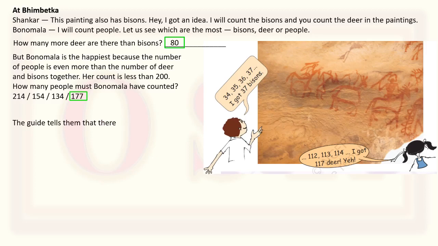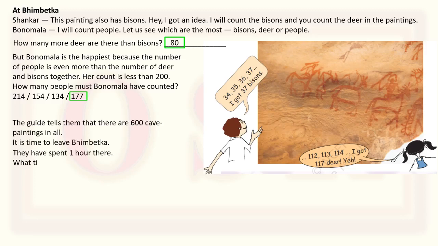The guide tells them that there are 600 cave paintings in all. It is time to leave Bhimbetka. They have spent 1 hour there. What time is it? Calculate. Look back at the story.